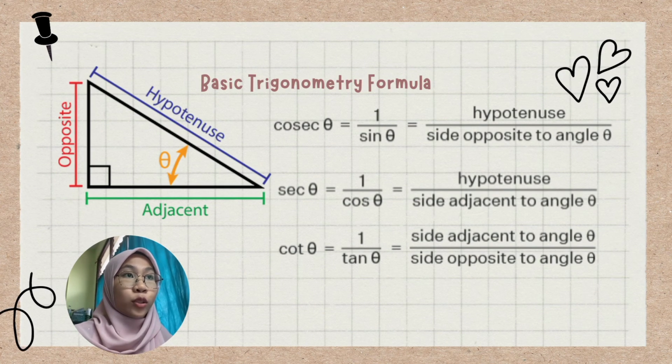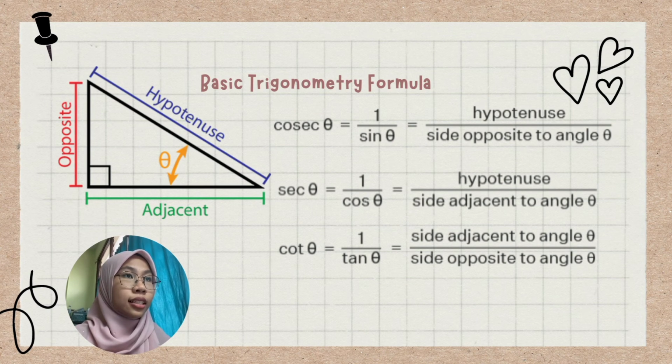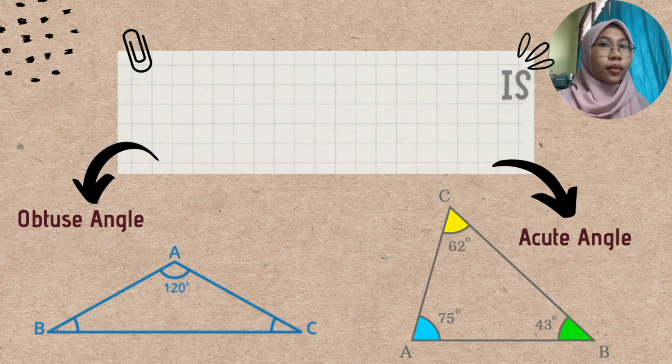Cosec theta is equal to 1 over sin theta, and it's equal to hypotenuse over opposite. Sec theta is equal to 1 over cos theta, and it's equal to hypotenuse over adjacent. Cot theta is equal to 1 over tan theta and equal to adjacent over opposite.